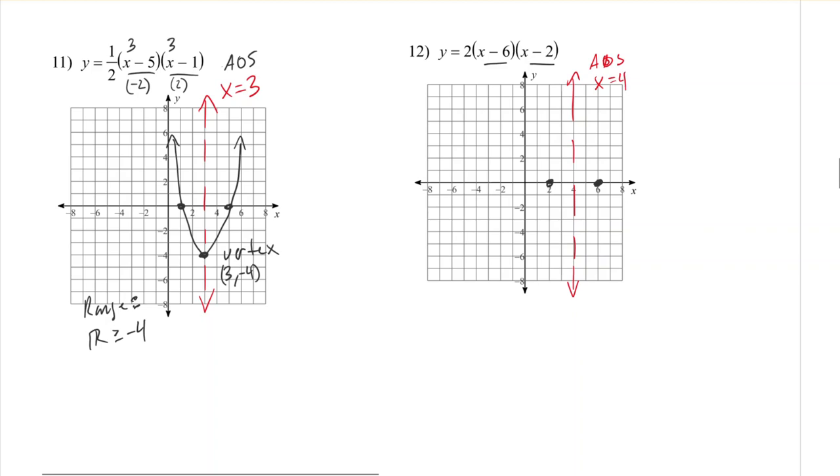So we'll substitute in a 4 here, find our vertex. So 4 minus 6 is -2. 4 minus 2 is 2. And 2 times -2 times 2 makes -8. So we're down here at -8. And that's enough. Vertex is 4, -8. And the range is all real numbers that are greater than or equal to -8.